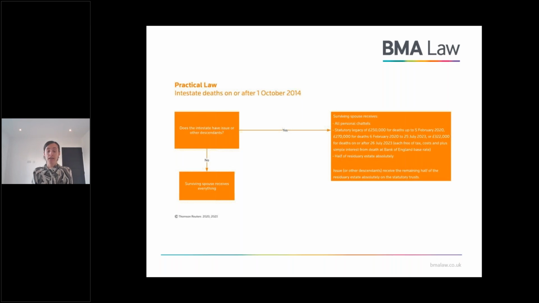However, if that person also has issue, so child or children, then the surviving spouse would receive all personal chattels, the first £322,000 plus half of the residue. The remaining half of the residue would pass to the issue, and if more than one, in equal shares.